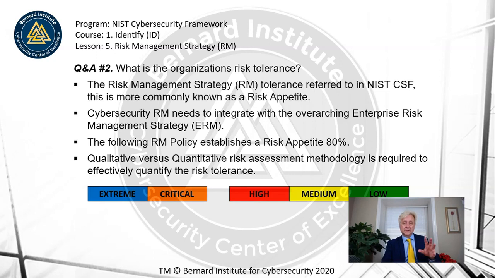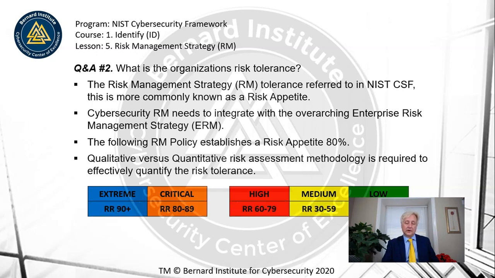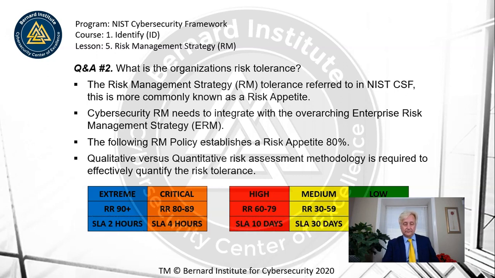What we suggest is a 5-stage system. We talked about this before. Extreme, critical, high, medium, and low. Extreme is a risk rating of 90 plus. Critical is between 80 and 89. High is 60 to 79. Medium is 30 to 59, and low is 0 to 29.